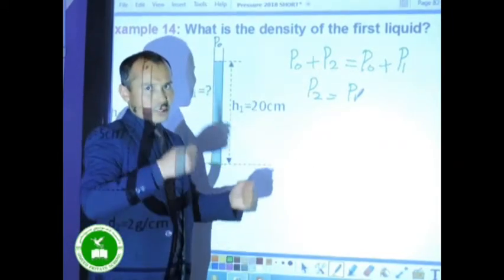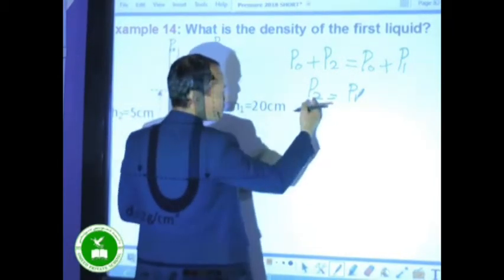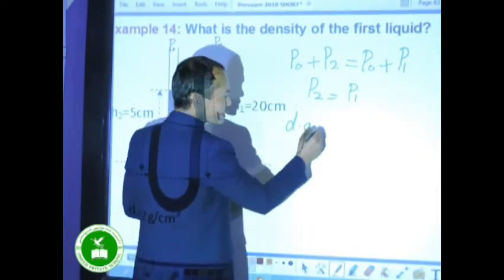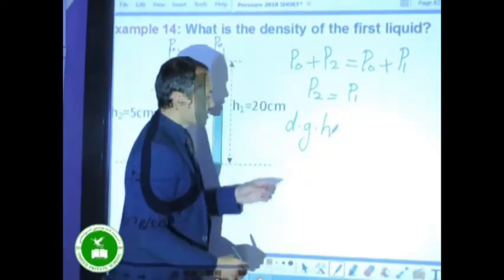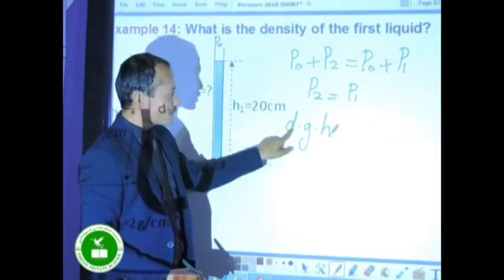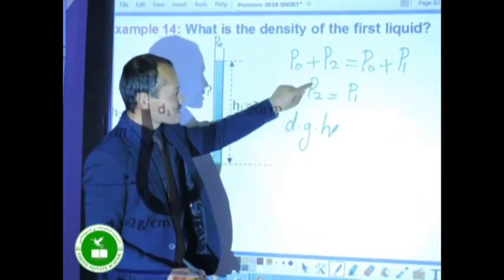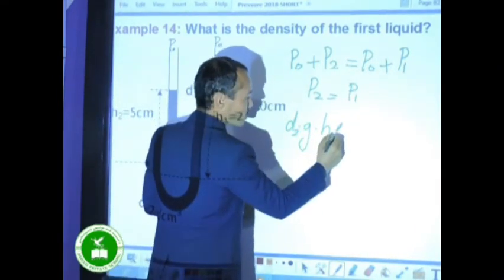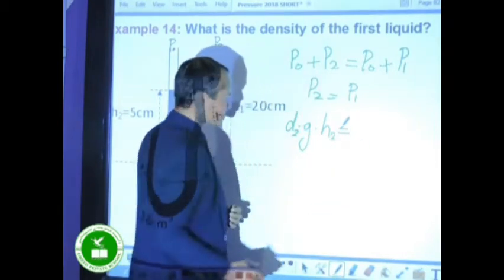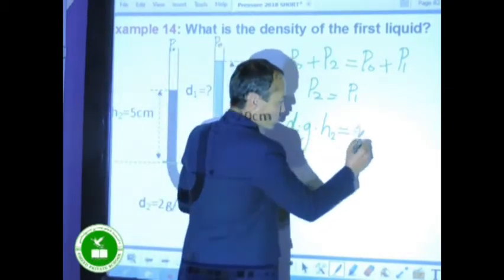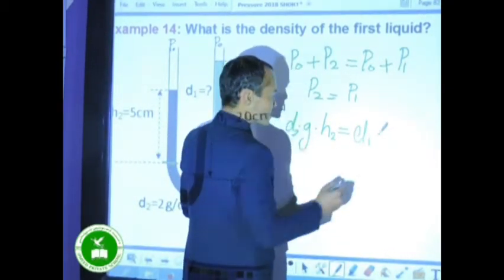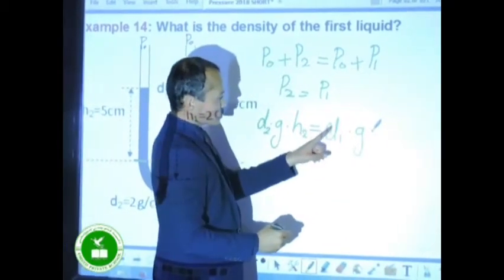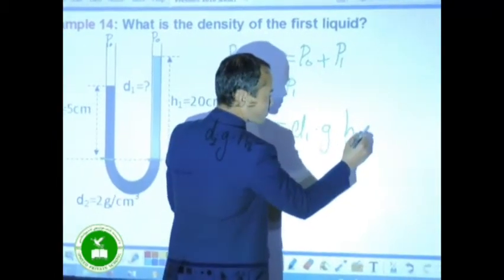Liquid pressure, previously we had discussed. Liquid pressure is density times gravitational field times H. But this is the density of second liquid because we are talking about pressure of second liquid. So D2 times g times height of second liquid is equal to density of first liquid times gravitational field times height of first liquid.